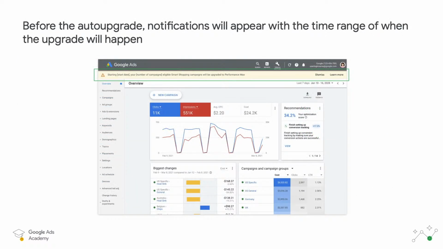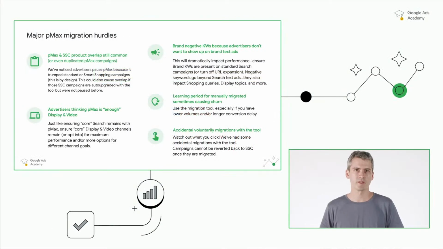Before the auto upgrade date, we're also notifying accounts of a date of when we will start upgrading your Smart Shopping and local campaigns. It's the same underlying migration process whether you voluntarily upgrade with the tool or let us auto upgrade your campaigns, so don't stress if you don't get around to using the upgrade tool yourself.